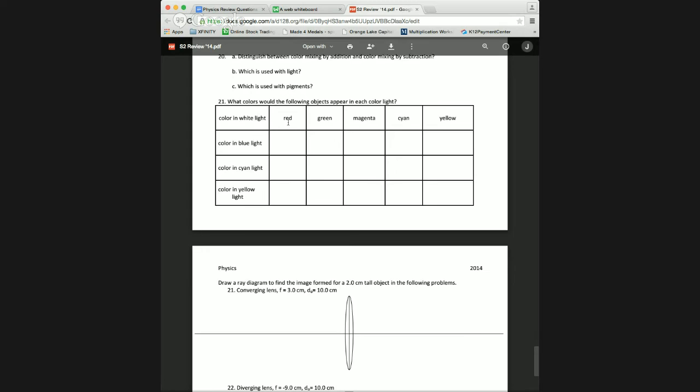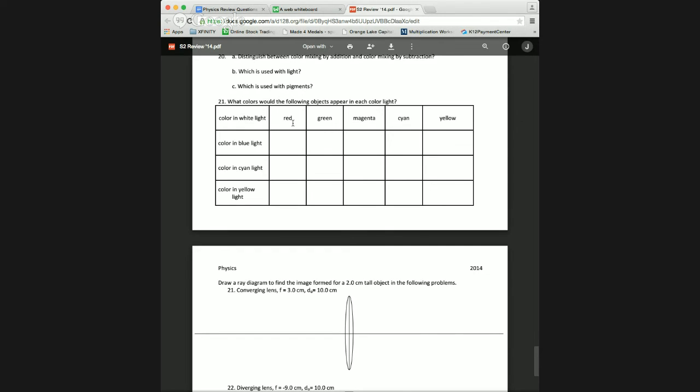Down to red. Red light, or excuse me, a red object in yellow light will look red because yellow light is red and green. Green will look green. Magenta will look red. Cyan will look green. And yellow will look yellow. Out of all of these, if we had a blue object, that would look black. Okay.